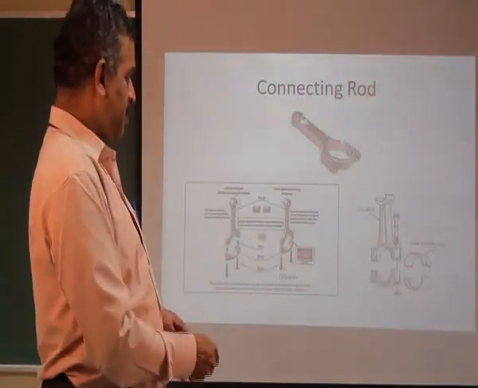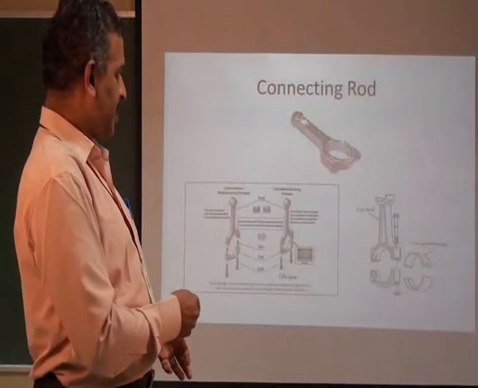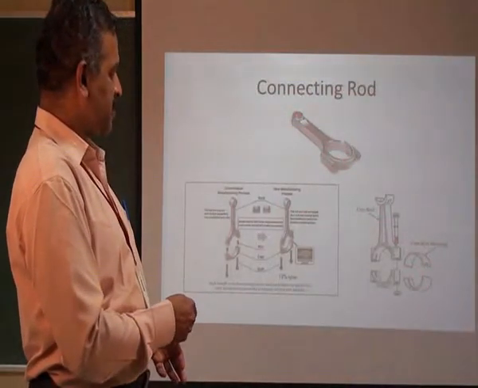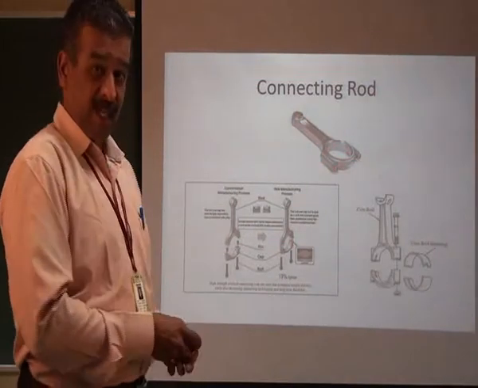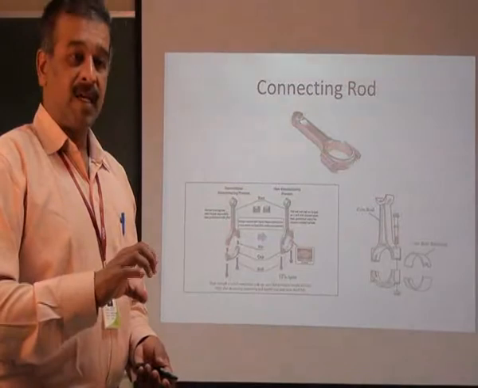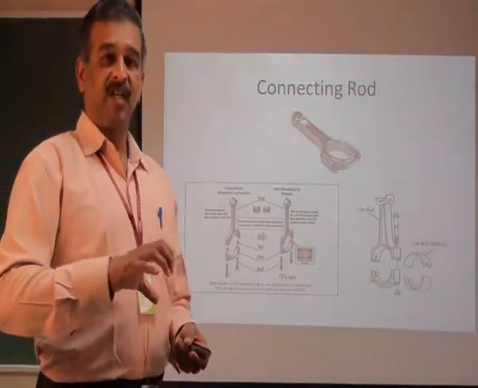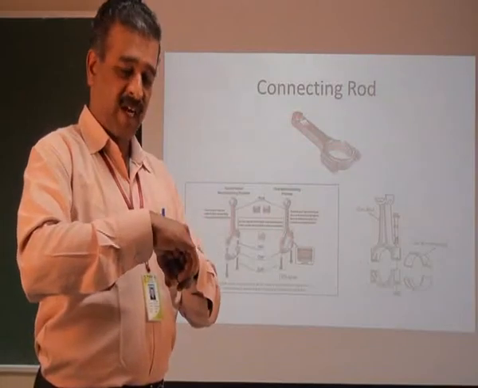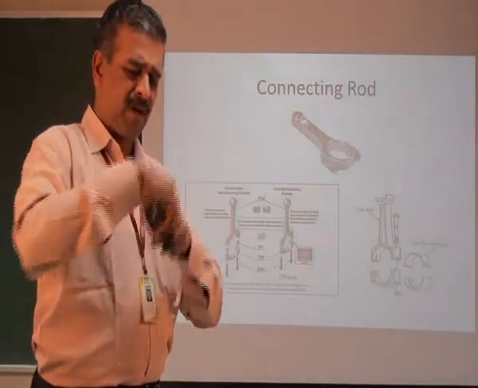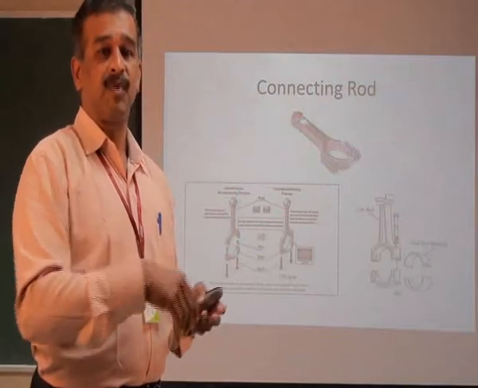This is the connecting rod bearings. This is a real-time picture of a connecting rod. Here this is the small end of the connecting rod. This is the big end of the connecting rod. This is the connecting rod bearings. Because the big end of the connecting rod is making a rotation like this always, but this is the crankshaft, there will be a lot of relative motion between these two.